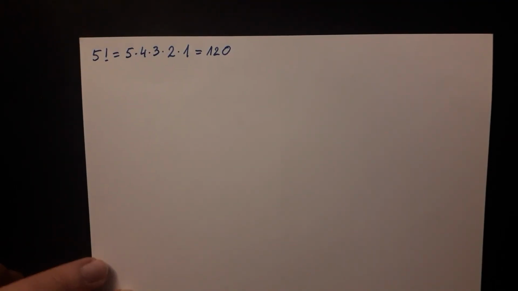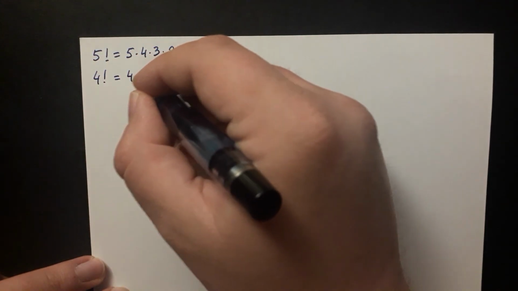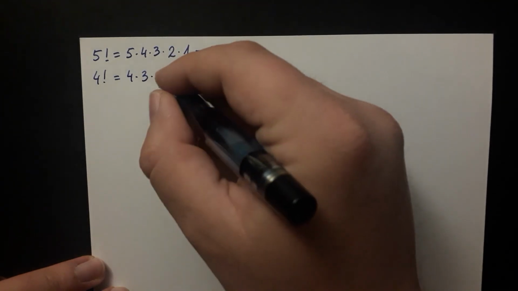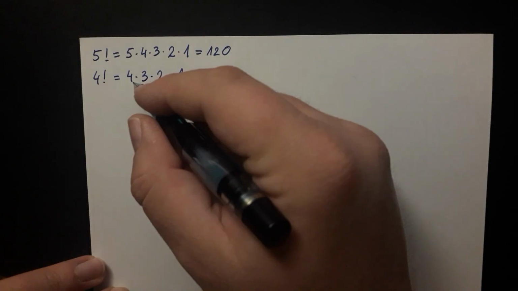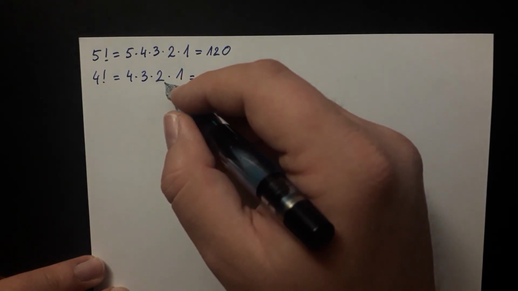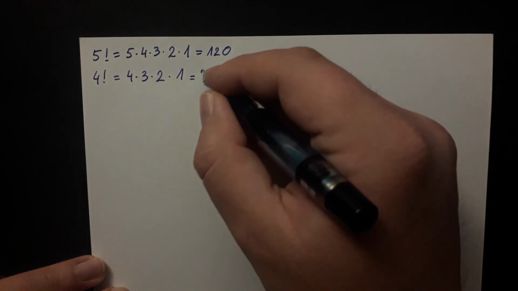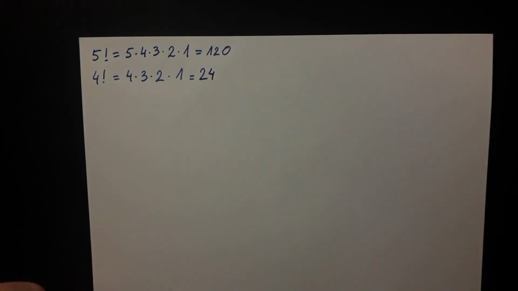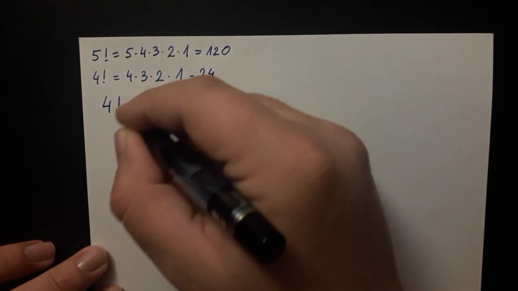So let's calculate 4 factorial now. We have 4 multiplied by 3 multiplied by 2 multiplied by 1. As you know, 4 multiplied by 3 is 12, which multiplied by 2 gives us 24. And when we multiply 24 by 1, we get only 24. So what the writer of this problem claims is correct. Indeed, the result is 4 factorial.